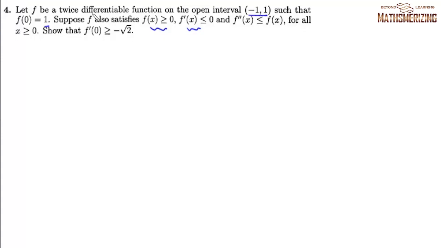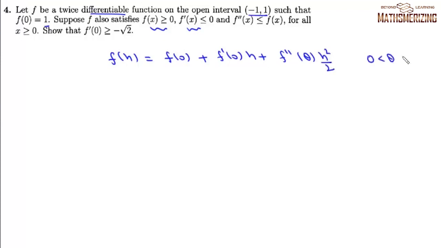Now it is given that this function f is twice differentiable, so we can use Taylor's polynomial theorem. We can write fh will be equal to f0 plus f dash 0 h plus f double dash theta h square upon 2, where theta lies between 0 and h. Now since f double dash x is less than or equal to fx, we can write f double dash theta is less than or equal to f theta.